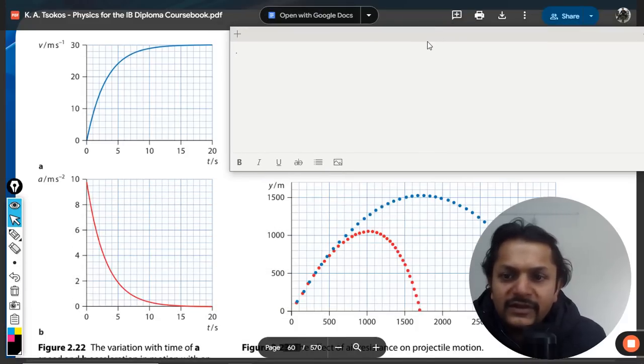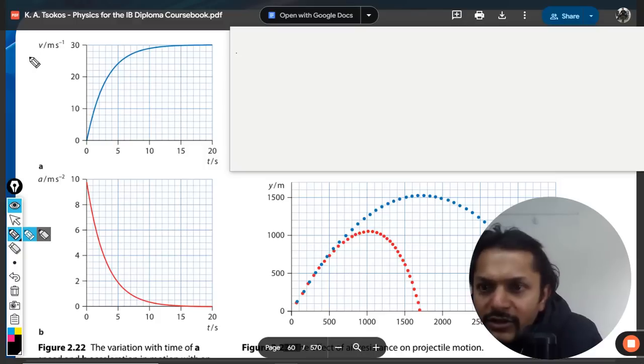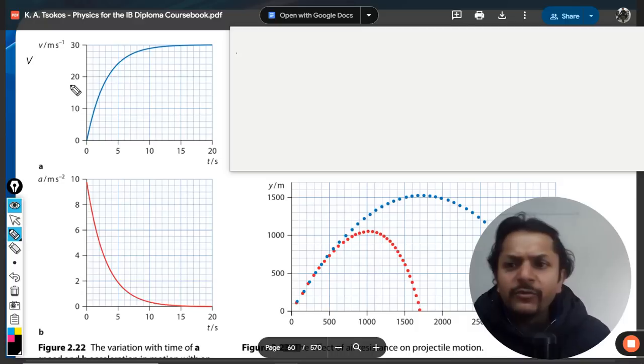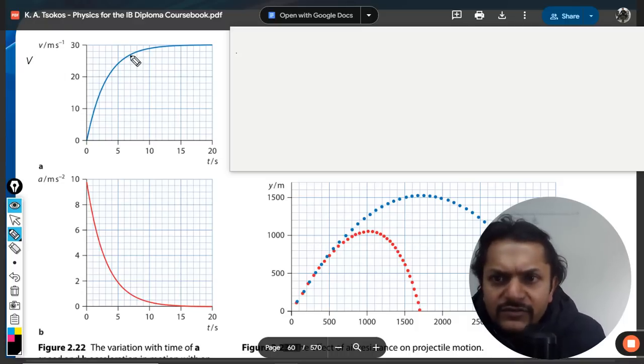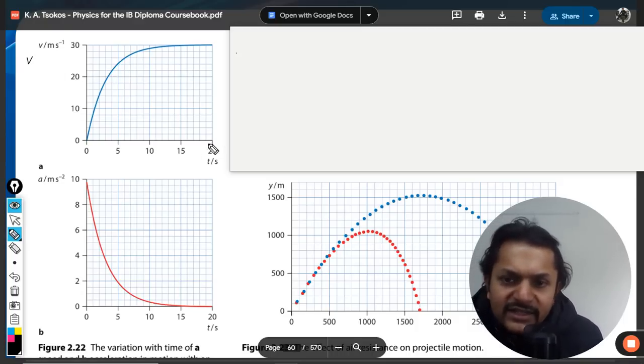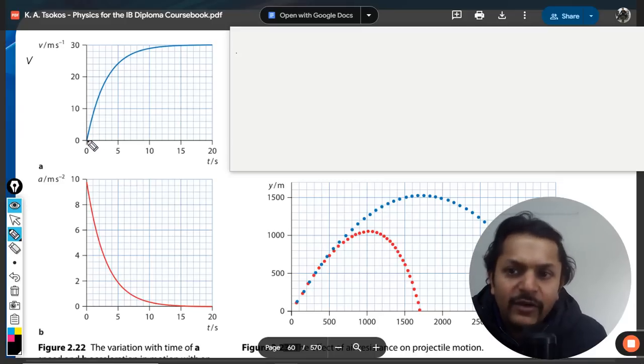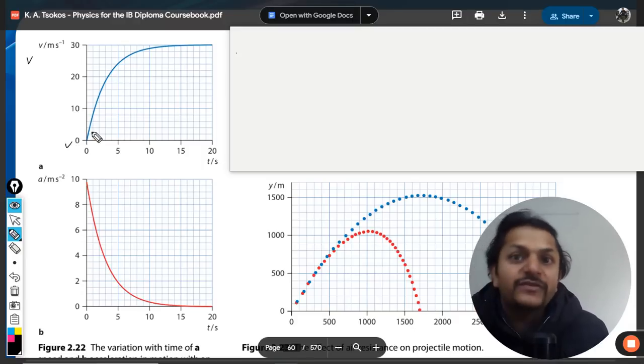Now, this is the first graph that you must understand. And IB is asking you questions from the graph, so graphs become very, very important. This is the velocity with which it is moving, and this is the time. So you can clearly see that initially the velocity is zero, but the slope is very high.